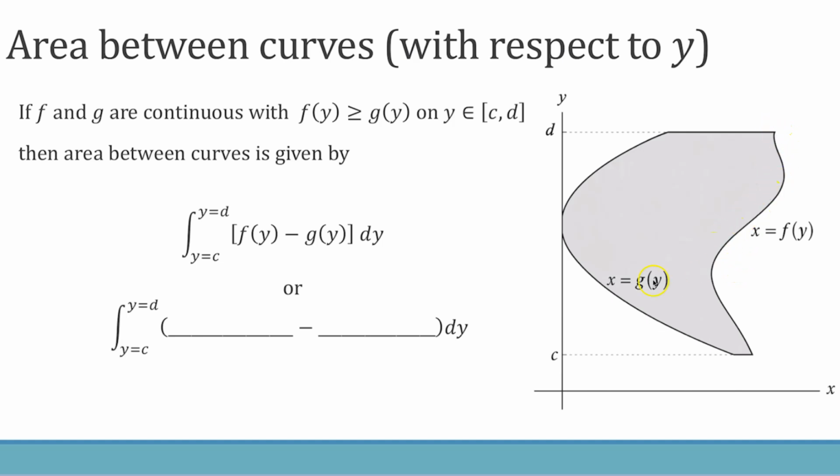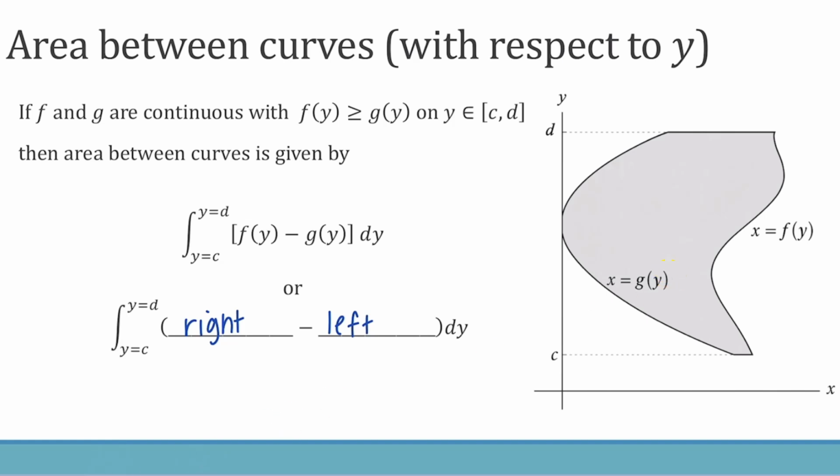So I have f and g are continuous with f of y greater than or equal to g of y on this interval from c to d. Now, again, f of y being greater than g of y means being on the right-hand side. Bigger x values are further to the right. And so to find the area between the curves, our integral is going to be y equals c to y equals d of f of y minus g of y. Or informally, we're going to want to use right minus left as the integrand to find the area between these two functions of y.